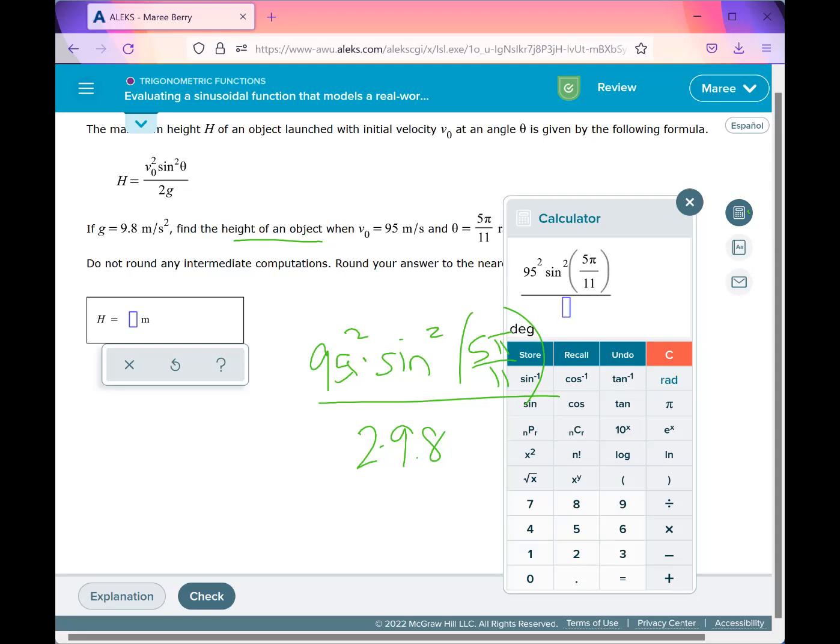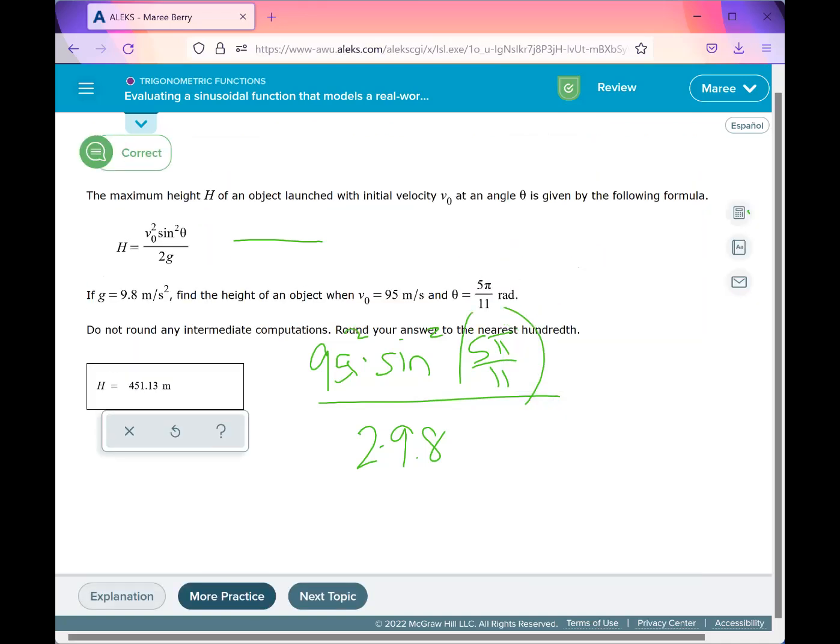And then divided by 2 times 9.8, change to radians. See if I did this right. 95 squared, sine squared, 5 pi over 11. Perfect. Equals 451.13. And there we go. That's the end of the lesson.